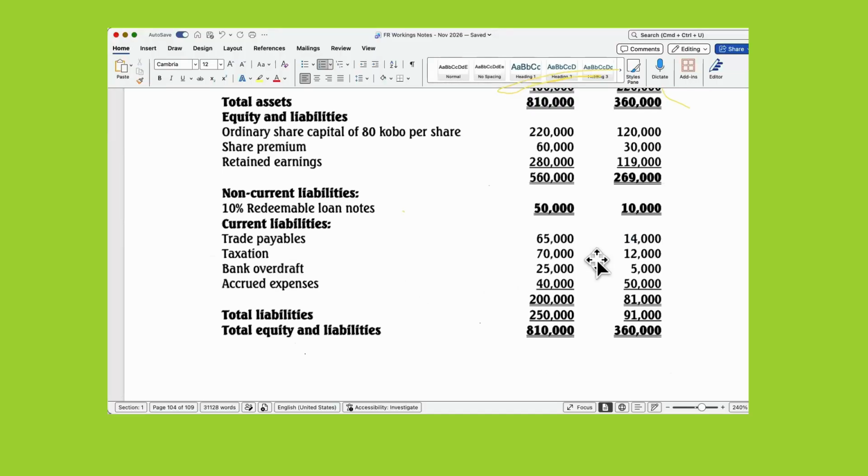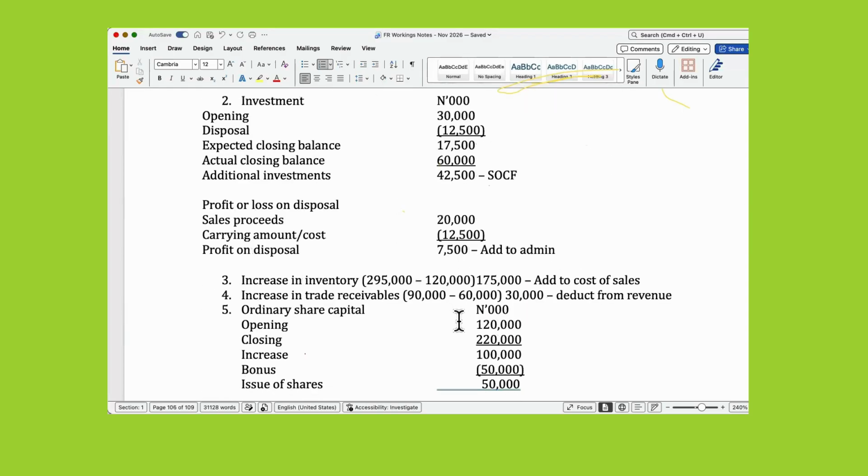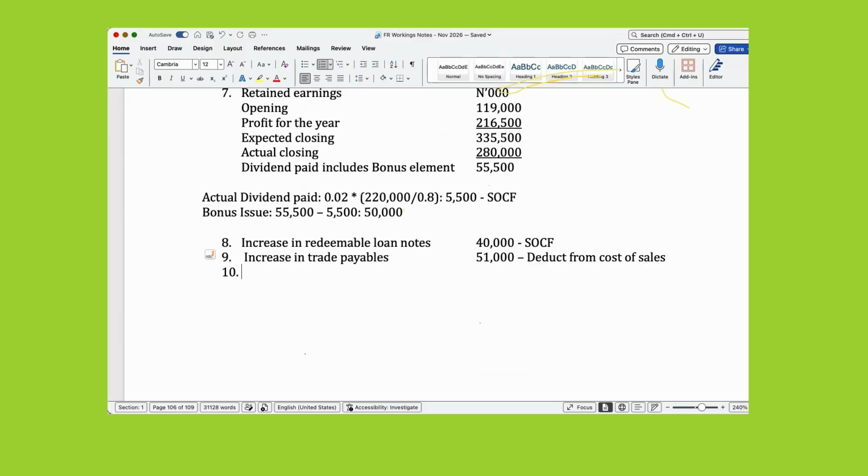Then taxation. This increased as well. What's the increase? Is this 58? 58,000. Yeah. So the increase in taxation.